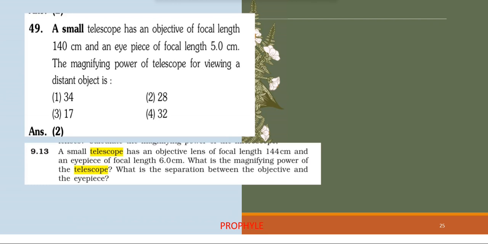Now just look at this. This is an NCERT question, and the corresponding question asked in NEET. The telescope magnification formula is given as F naught by Fe. So F naught is given as 140 and Fe is given as 5. If you divide that, then you will get 28. The same question is there, a telescope with 144 and 6, so if you divide, you will get that magnifying power. Of course, here also they asked for the magnifying power. They asked for the separation between objective and eyepiece. For that, we have to do L is equal to F naught plus Fe.